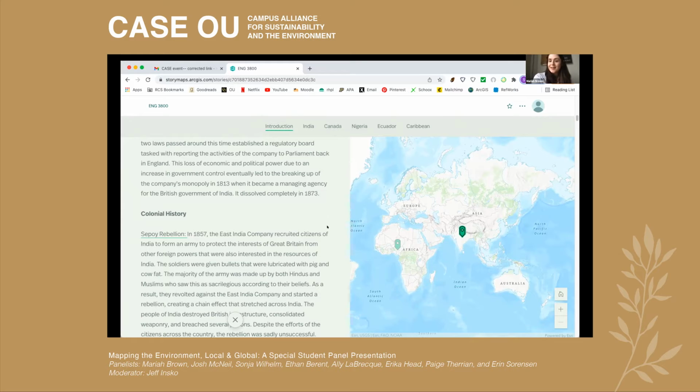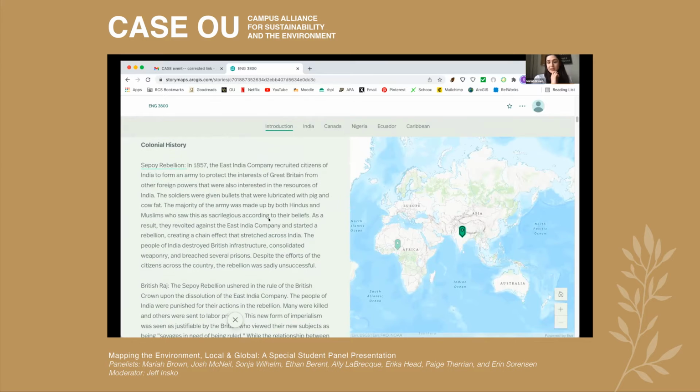Hello, everybody. So the East India Company, before it was dissolved, actually played a really big role in the colonial history of India. There were other foreign powers that were very interested in the same resources that Britain was. So the East India Company was responsible for recruiting several citizens throughout India to defend these interests in an army.